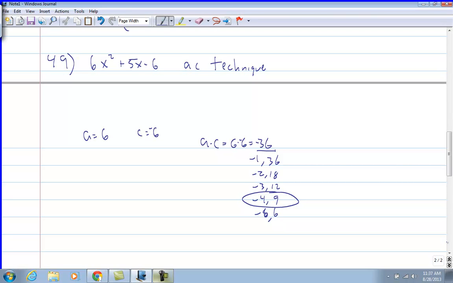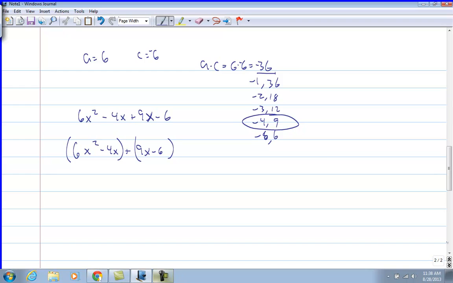So that this becomes 6x squared minus 4x plus 9x minus 6. So see how we replaced 5x with negative 4x plus 9x. So it's 6x squared minus 4x plus 9x minus 6. You may think I'm going crazy and writing things twice, but I like to write it a second time just so I can start grouping it.